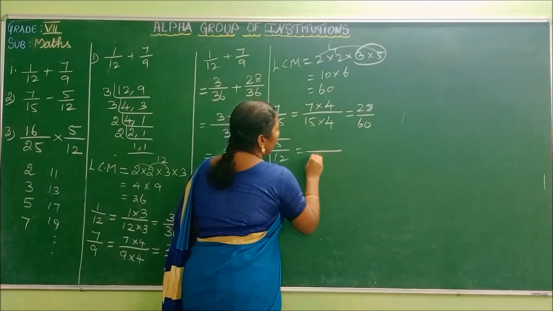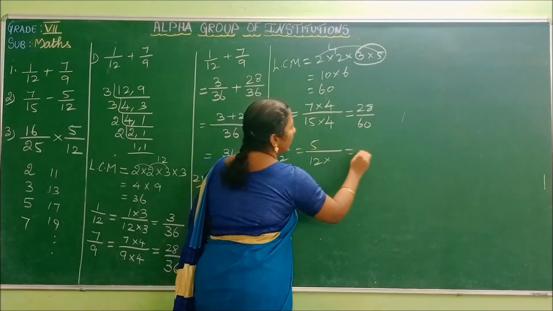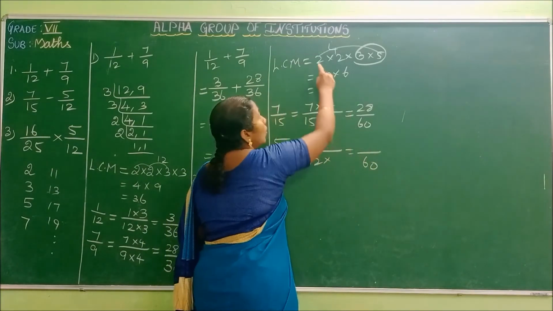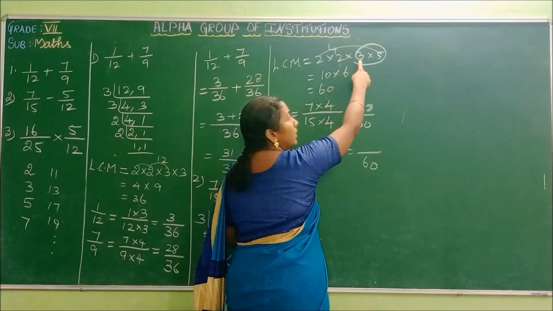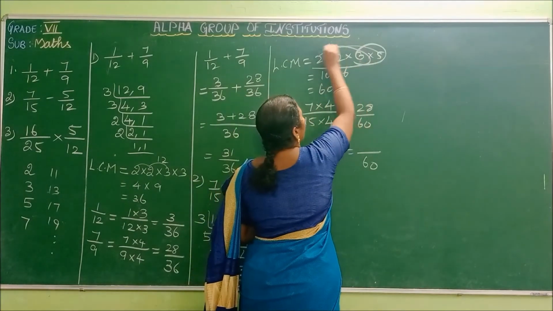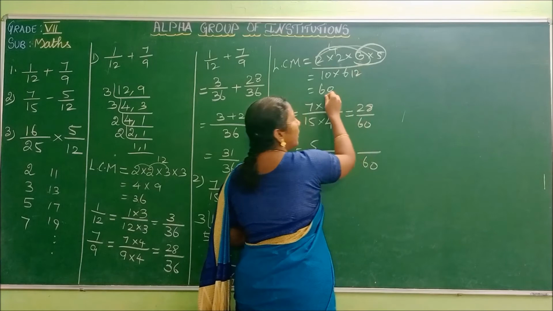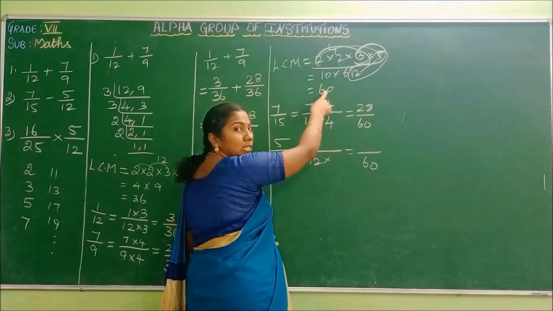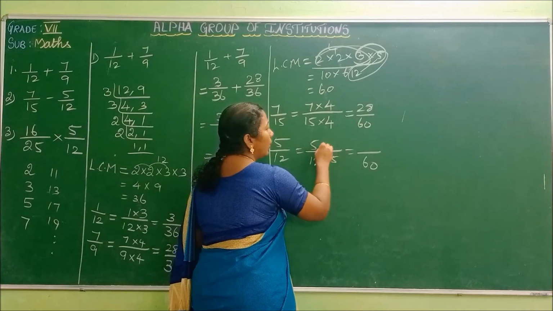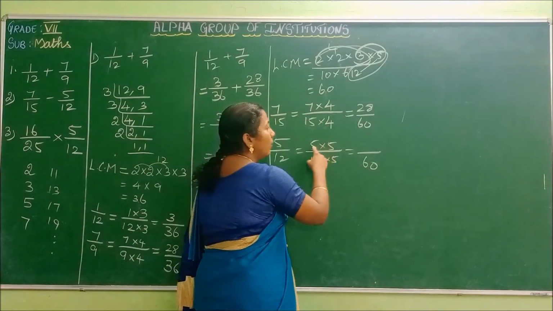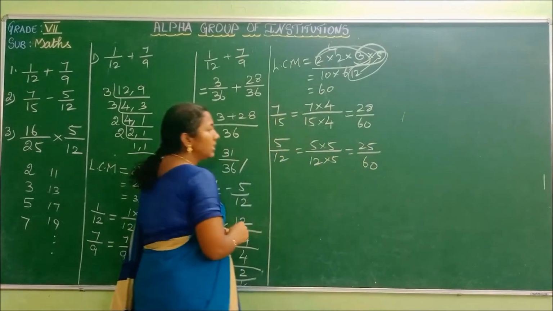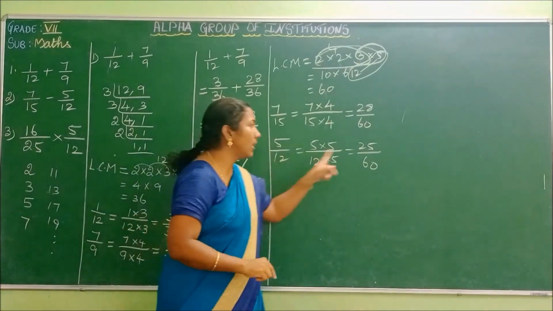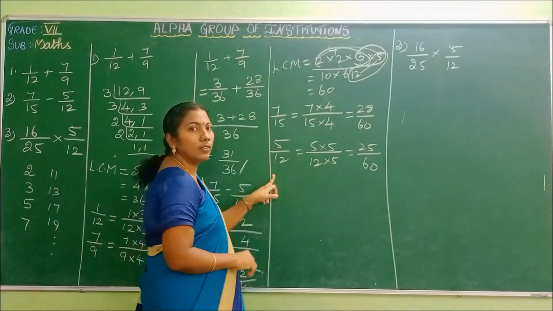Listen carefully, children. Now we are going to convert this 12 into 60. See here, 2 2s are 4, 4 3s are 12. So what should be multiplied with 12 to get 60? 5. So 12 into 5 is 60, and 5 into 5 is 25. Thus we have converted 5 by 12 as 25 by 60.